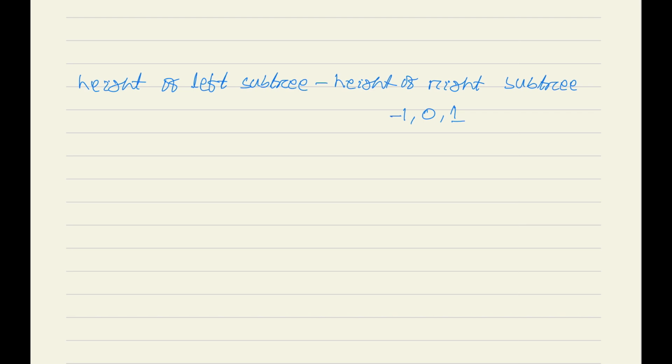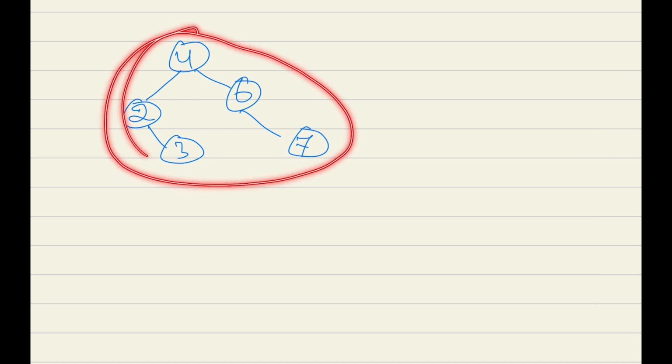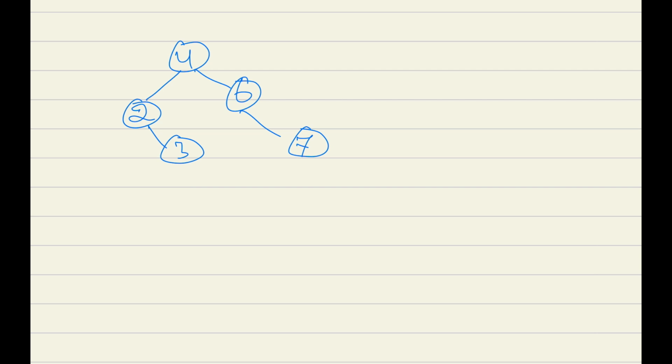So, consider some examples. Let us consider here one node is 4, then 6, then 2, then 3, here it is 7. Now, consider this one: is it an AVL tree or not? Here you can consider for node 7, what is the height of its left subtree? It is 0.